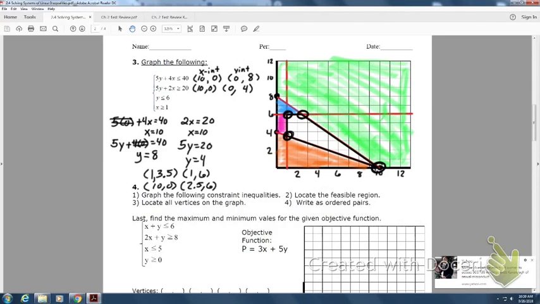So I don't have an objective function on this one. We will have one on the next problem, but you would then put those points into the objective function, identify the maximum, the minimum, and tell what point you got the maximum and minimum from.